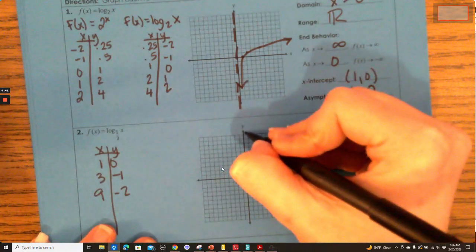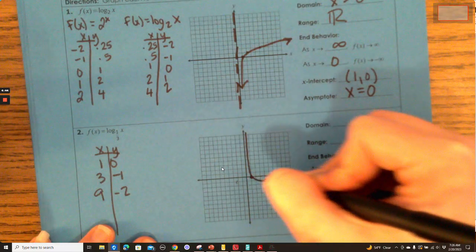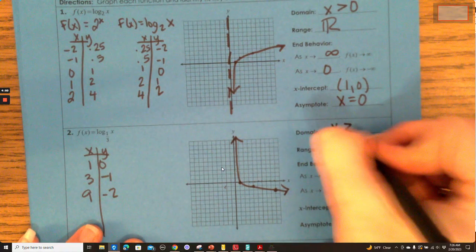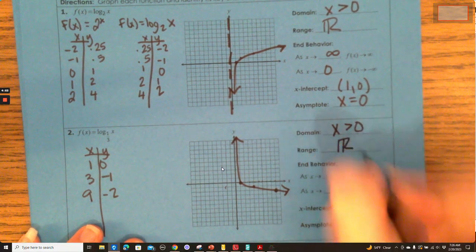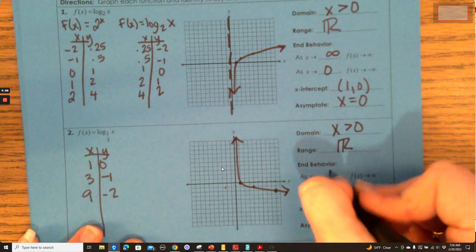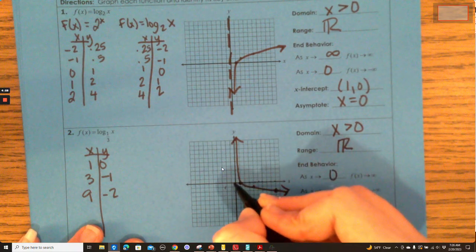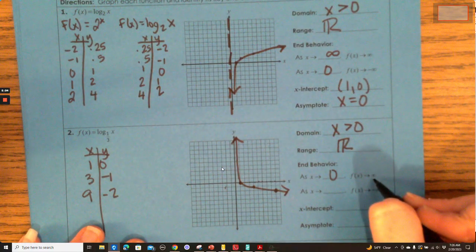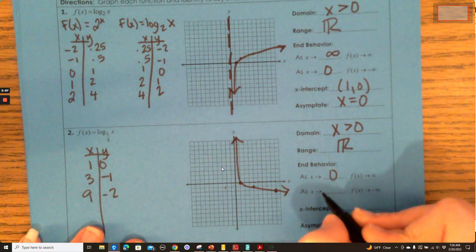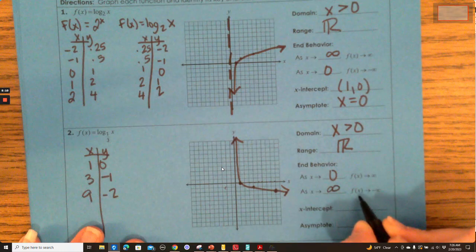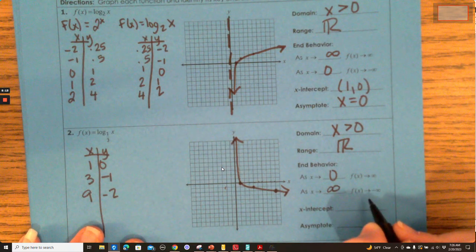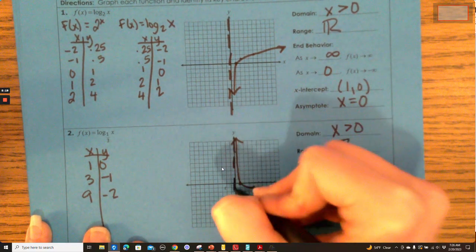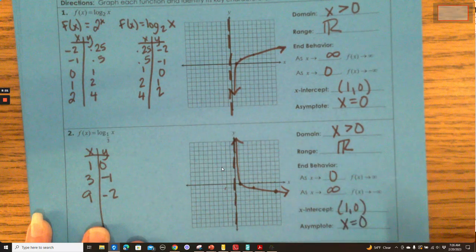Again, we can look at our graph to see what it looks like visually, understanding that it's never going to cross that y-axis. So the domain, x has to be greater than 0. The range is all real numbers. As x approaches 0, y or f of x is going to approach infinity. And as x approaches infinity, f of x is going to approach negative infinity. The x-intercept is (1, 0), and the asymptote is, again, x equals 0.